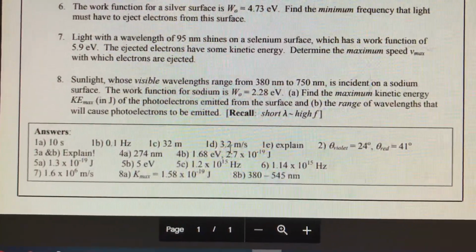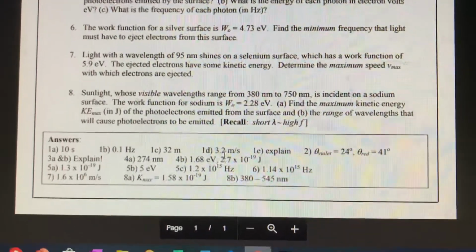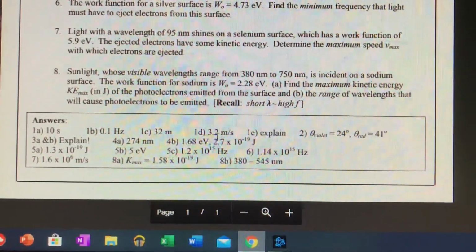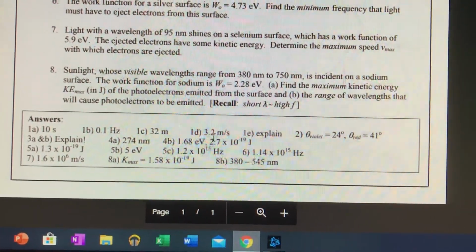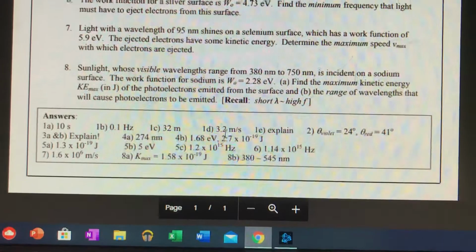Number 8. Sunlight, whose visible wavelengths range from 380 nanometers to 750 nanometers, is incident on a sodium surface. The work function for sodium is W0 = 2.28 eV. Find the maximum kinetic energy, KE max, in joules of the photoelectrons emitted from the surface.